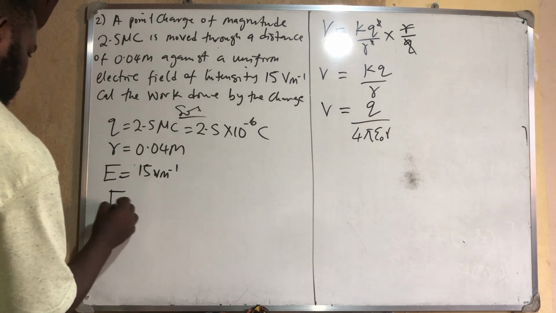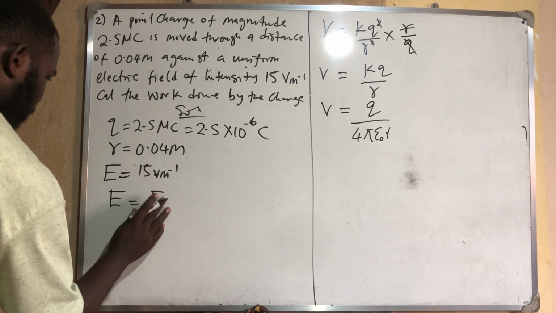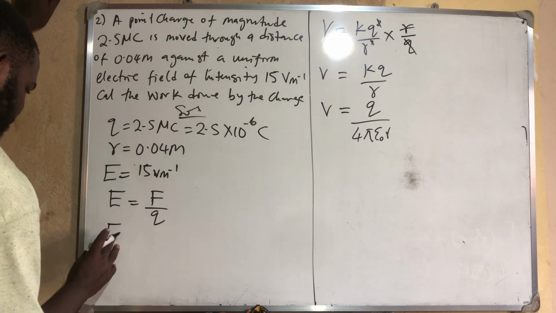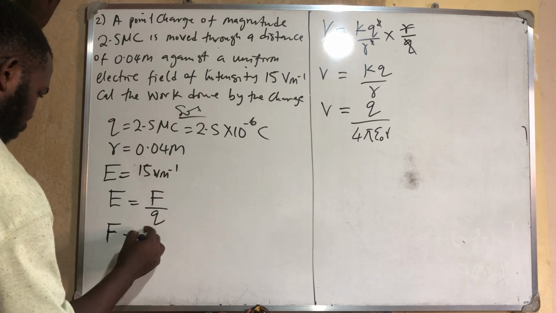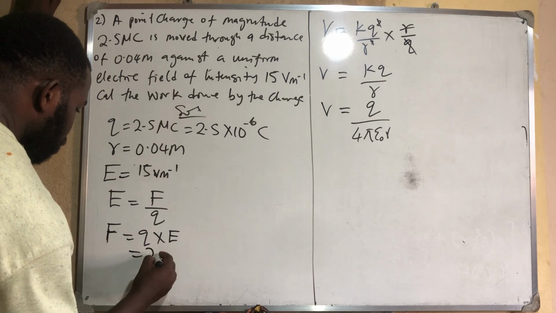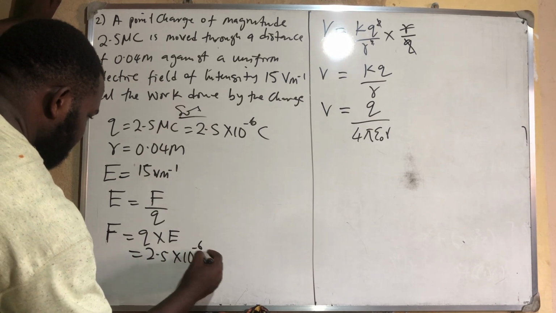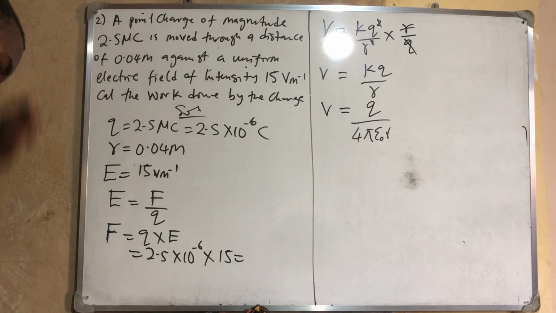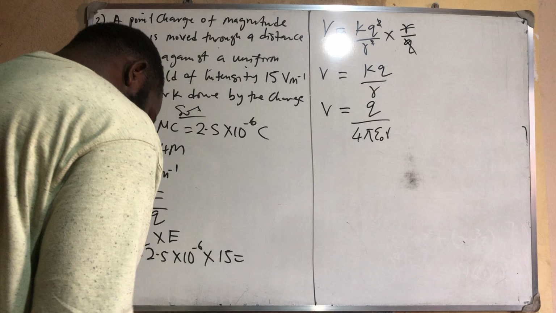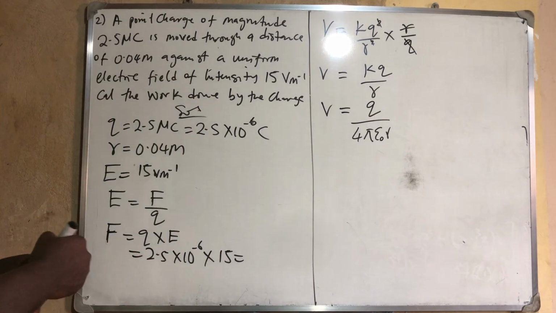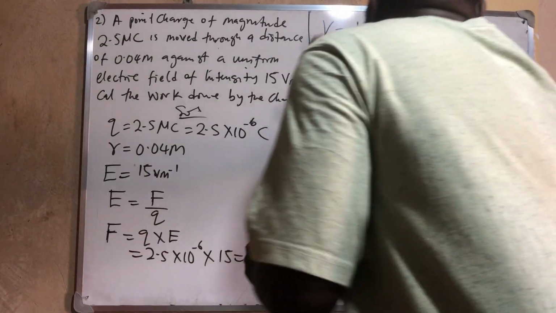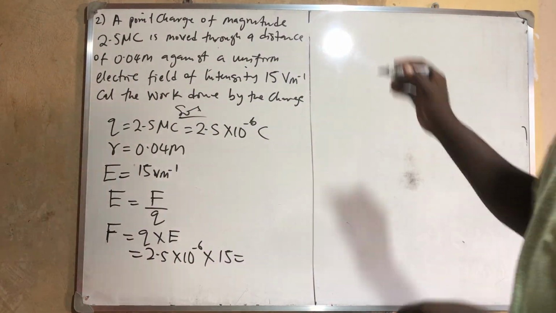All right. But I know that electric field strength is equal to force over what? Force over charge. Don't forget. So for me to get my force, I'll be having that force is equal to what? The charge times my E. So if I have that, I'm going to have 2.5 times 10 raised to power minus 6 times 15. So if you do that, you multiply by 15 and you get your answer. Because I don't have my calculator here, do that to get your F.